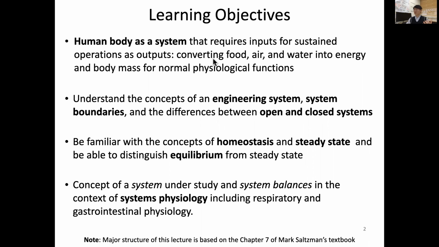So it converts food, air, and water into energy and body mass for normal physiological function. To understand our physiology in a systemic way, we define the concept of an engineering system and system boundaries, and the differences between open and closed systems. Also here, we will discuss the concepts of homeostasis and steady state, and we want to distinguish equilibrium from steady state.